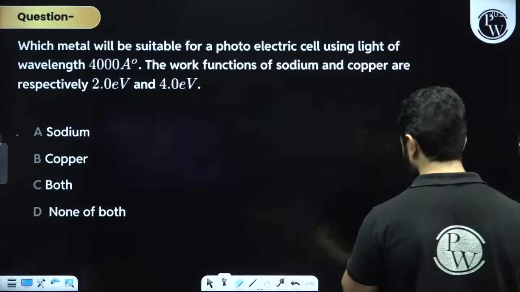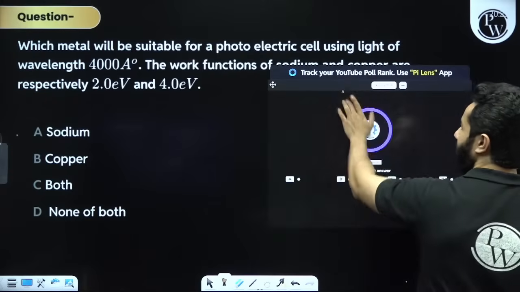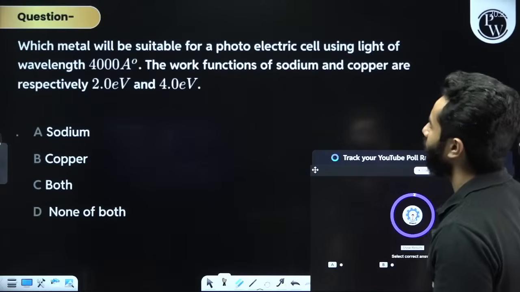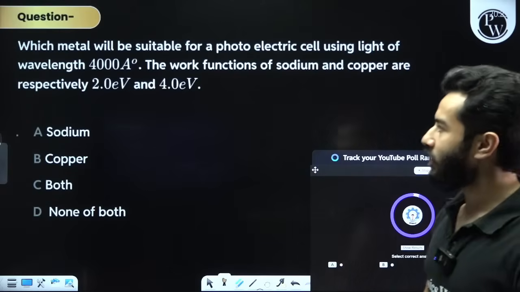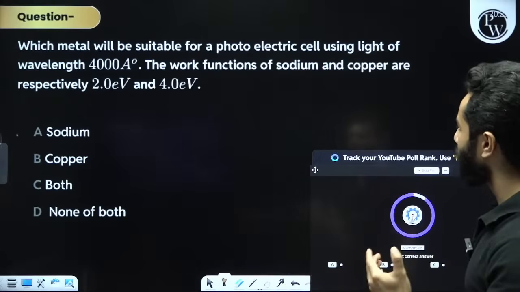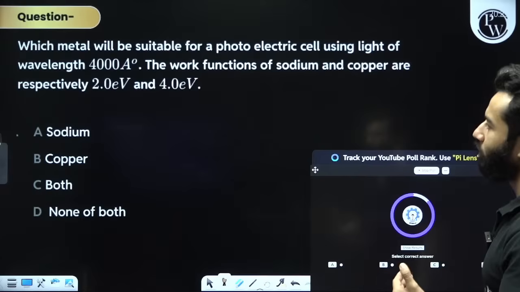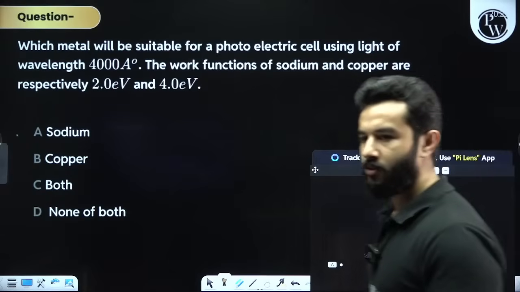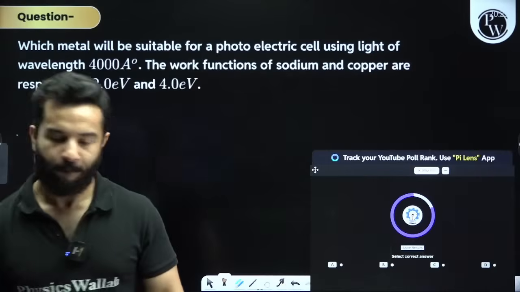Which metal will be suitable? Quickly, let's start, 60 seconds. Which metal will be suitable for a photoelectric cell using light of wavelength 4000 angstroms? The work functions of sodium and copper are 2 electron volt and 4 electron volt. Come on, let's do it. Be quick.